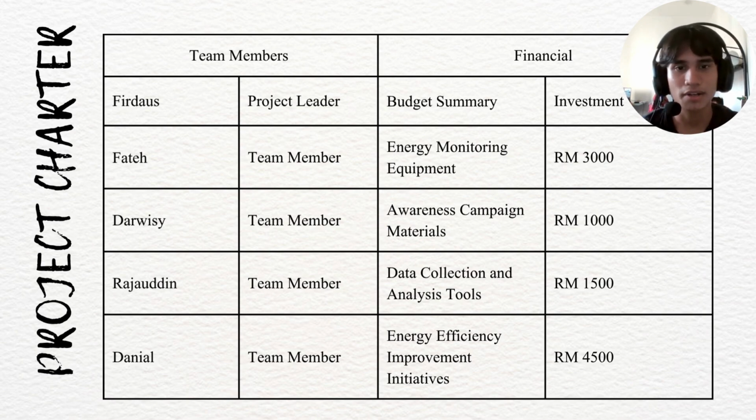For the financial part, that includes the budget summary and investment. Number one, we have energy monitoring equipment that costs RM 3,000. Number two, we have awareness campaign materials that include brochures and posters. It costs RM 1,000. Number three, we have data collection and analysis tools that cost RM 1,500. And lastly, we have the energy efficiency improvement initiative that costs RM 4,500.